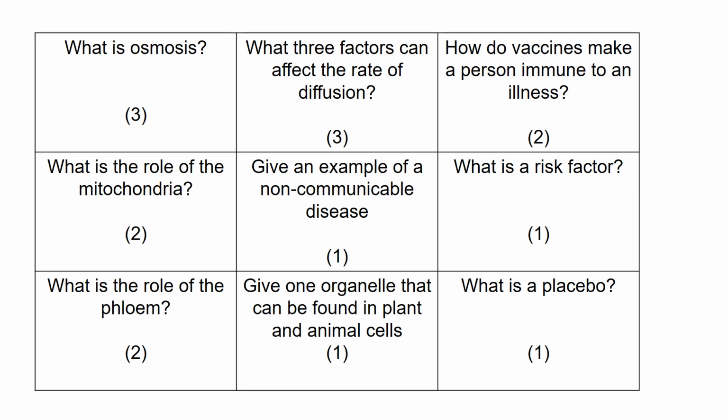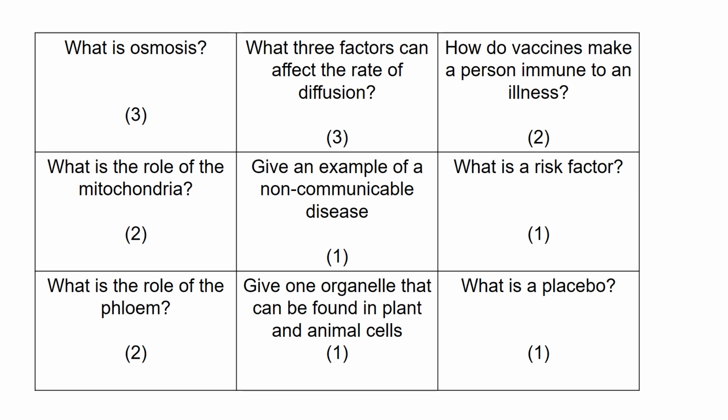How do vaccines make a person immune to an illness? Well, vaccines contain a dead or inactive part of the pathogen, which allows the body to produce antibodies that can fight off an illness. So you get a mark for a dead and inactive part, allowing you to make antibodies. Therefore, if they were introduced to that pathogen at a later date, the secondary response is much, much quicker.